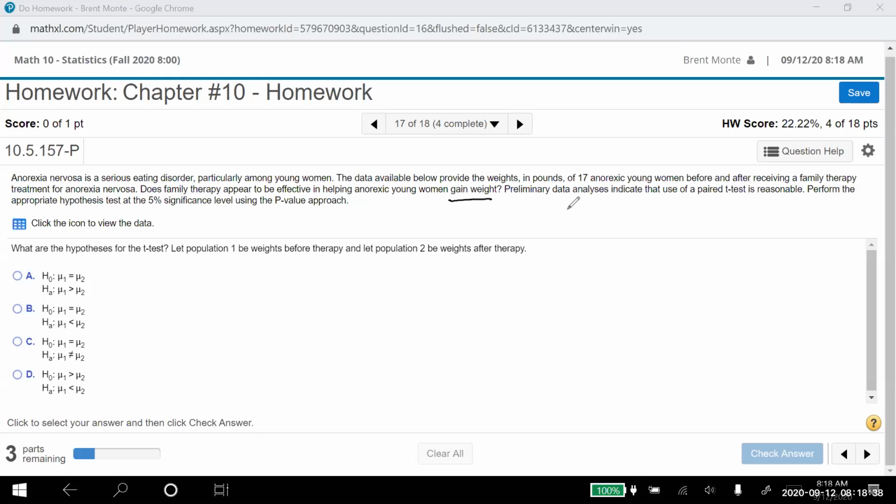Well, they said there's only 17 pairs, 17 young ladies that they tested here. So there had to be normal differences. Okay, so let's look in. So did they gain weight? Well, let's talk about the null and alternative hypothesis.